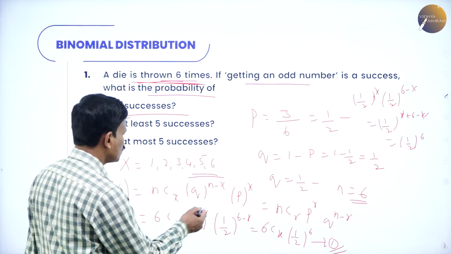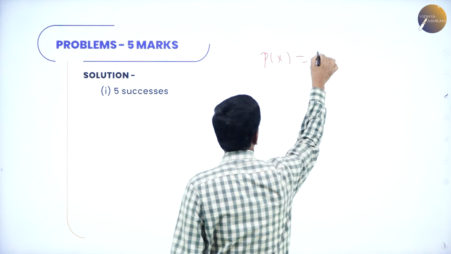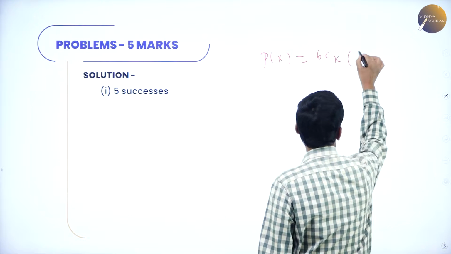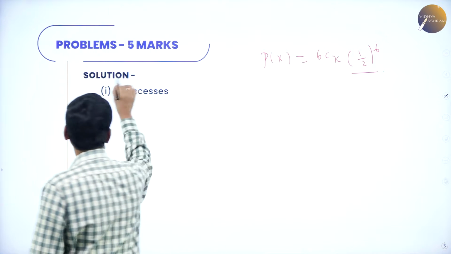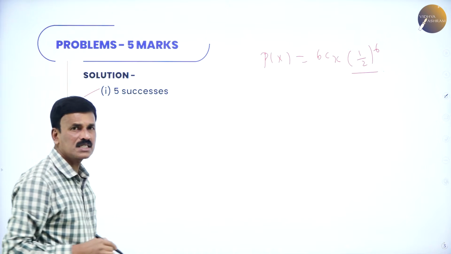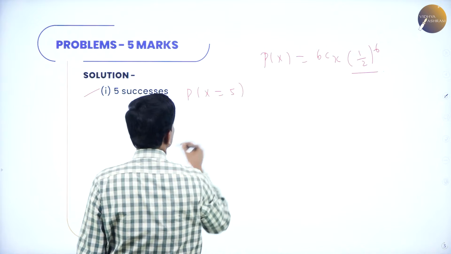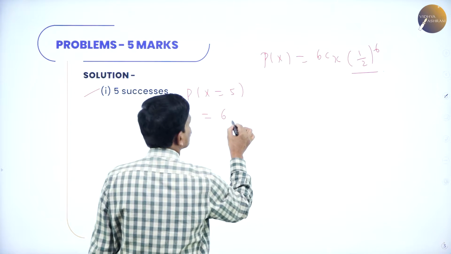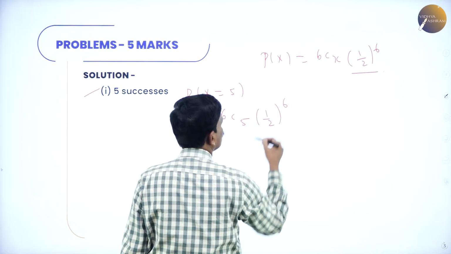Probability of x is equal to 6Cx into (1/2)^6. Now case number 1, 5 successes. 5 successes means P(x = 5). So P(x = 5) is nothing but 6C5 (1/2)^6.